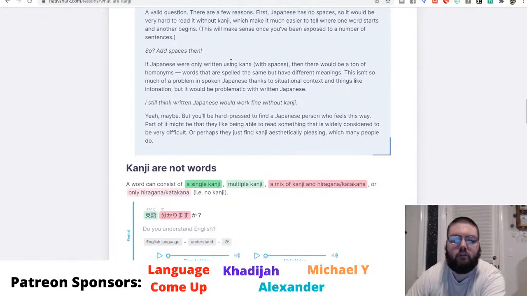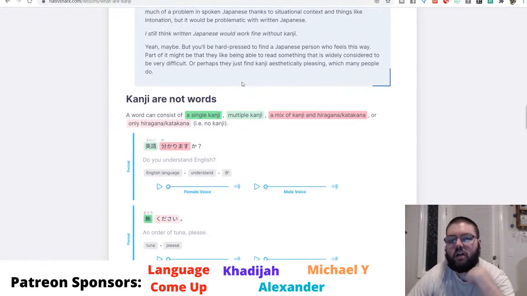Maybe, but you'll be hard-pressed to find a Japanese person who feels this way. Part of it might be that they like being able to read something that is widely considered to be very difficult, or perhaps they just find kanji aesthetically pleasing, which many people do. I'm sorry, I almost died there.